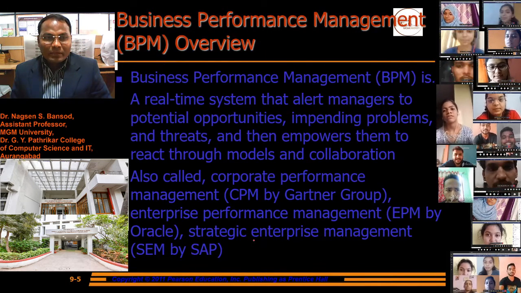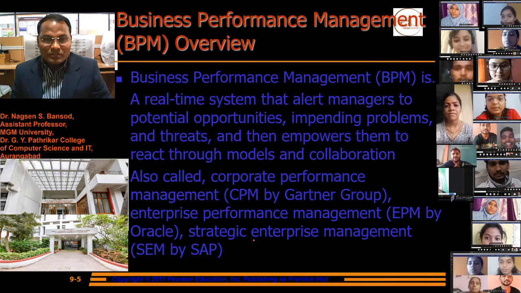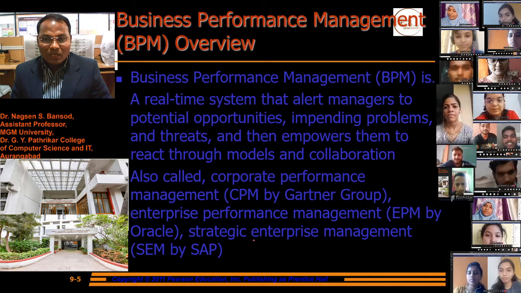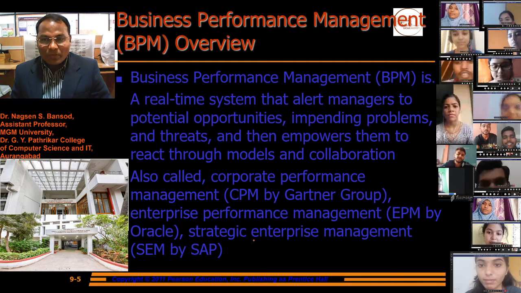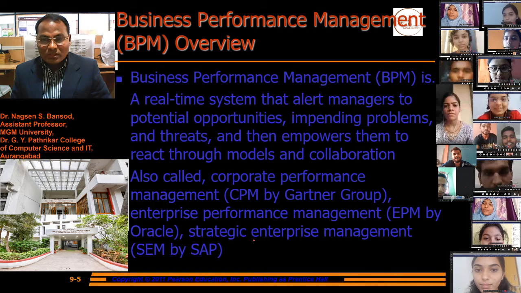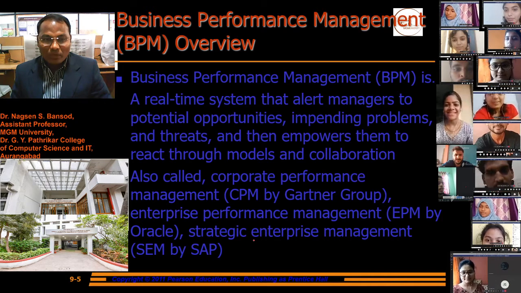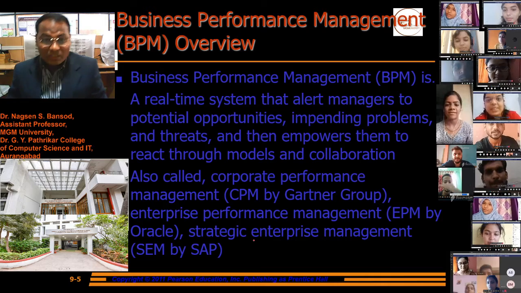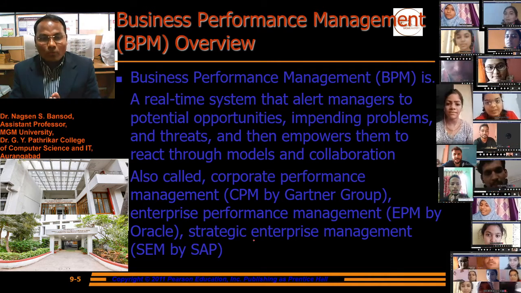Now look at the business performance management overview. Business performance management is a real-time system that alerts managers to potential opportunities, impending problems and threats, and empowers them to react through models and collaboration. This is business performance management, the real-time system that alerts the managers to potential opportunities.